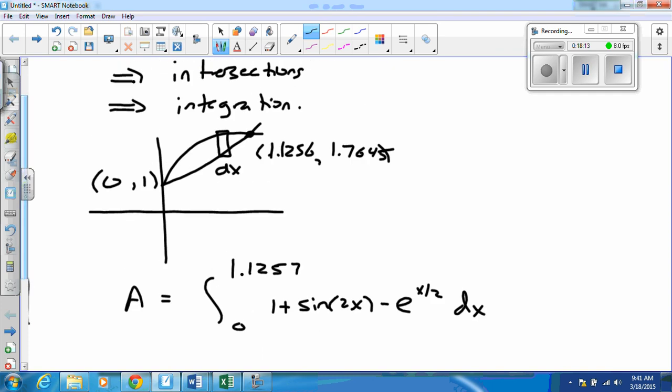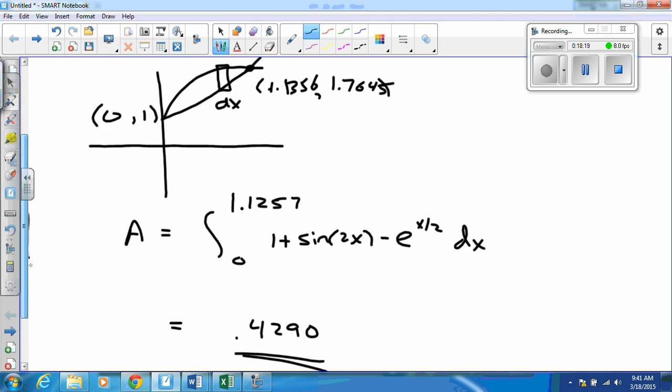Okay. So does that change the value of our integral then? Slightly. How much?